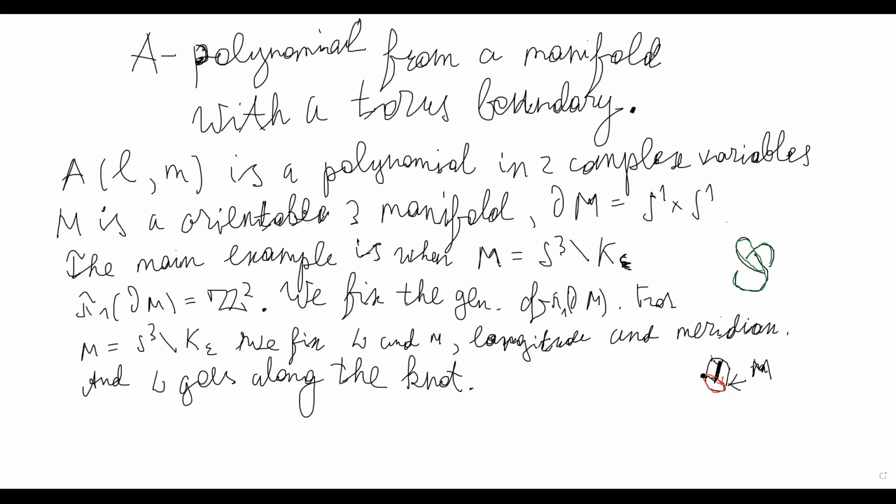Yeah, so we have the two generators in the fundamental group, which is the same as the first homology group of the boundary torus of our three-dimensional manifold. Okay, so now let's move on.